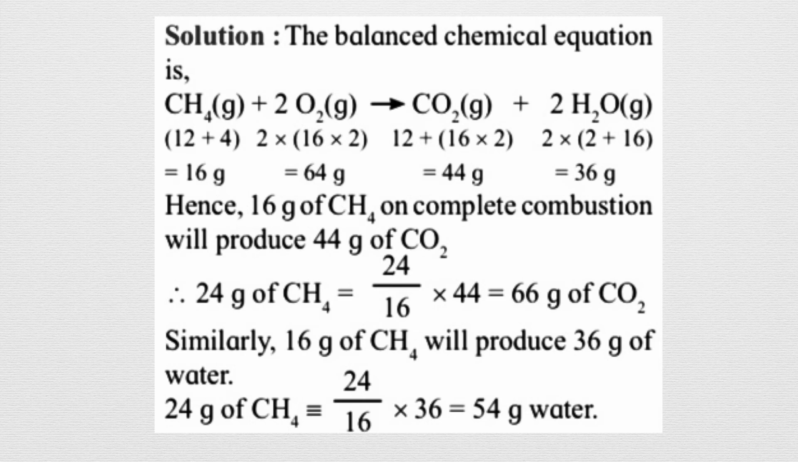Once you know the relative masses of each one, now we don't have to calculate the volume, because over here we are going to find out, when 24 grams of methane is reacted, what is the mass of carbon dioxide and water. So we don't have to calculate in terms of volume as such, and volume is normally for the gases. Hence 16 grams of CH4 on complete combustion will produce 44 grams of carbon dioxide.